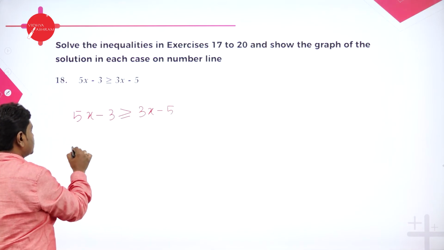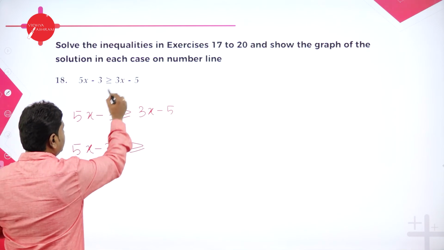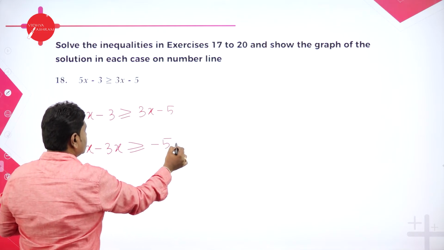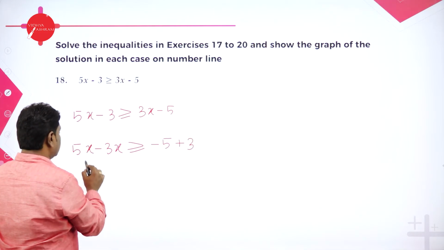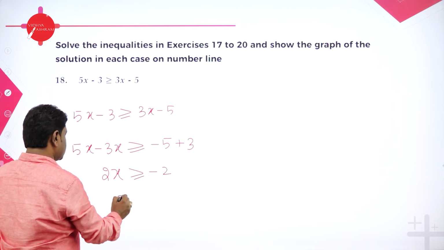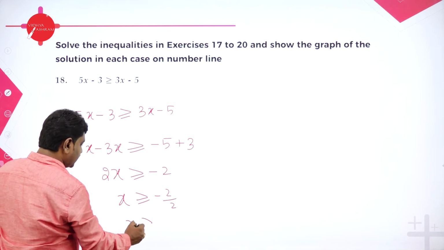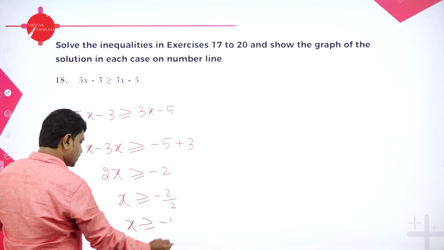Bring 3x to the LHS, so it will become 5x minus 3x greater than or equal to; bring minus 3 to that side, it will become minus 5 plus 3. Further this will be 2x is greater than or equal to minus 2, and x is greater than or equal to minus 2 by 2. So x is greater than or equal to minus 1.